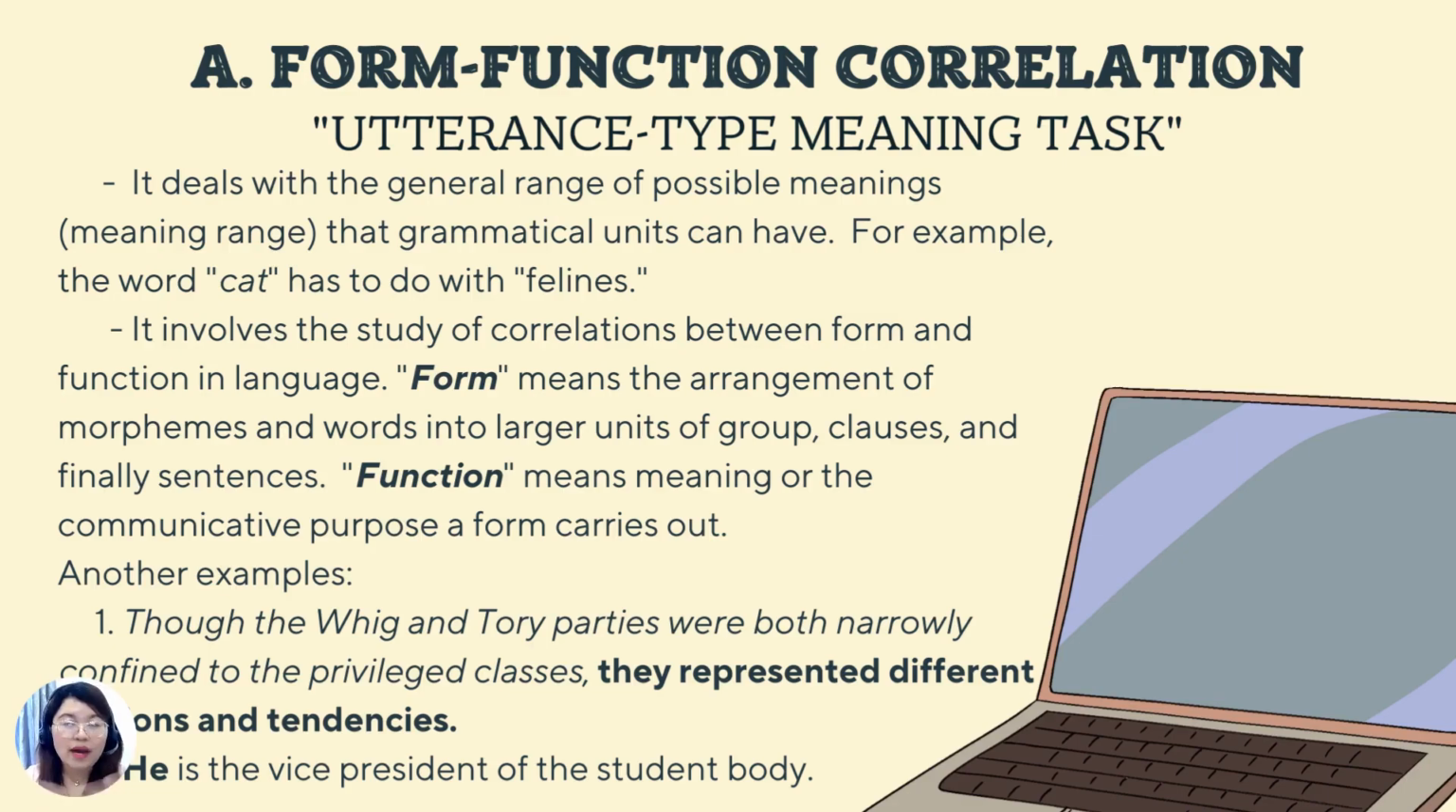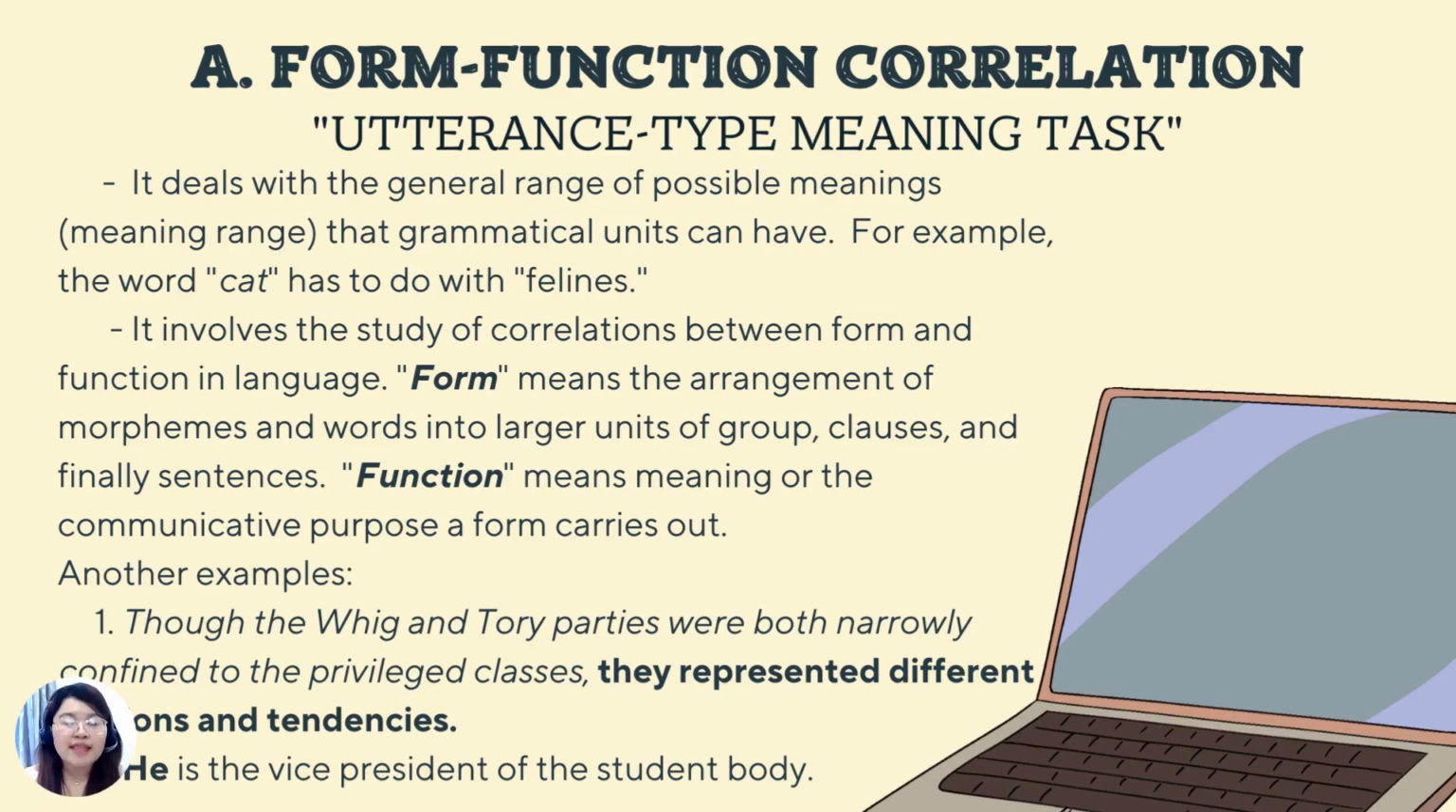So we need to widen our scope. We need to know more about the situation, right? So in that case, if someone says he is the vice president of the student body while pointing at someone, that is valid, right? That is already valid because we are accepting the gesture. We are also analyzing the gesture of the person or of the speaker, right?